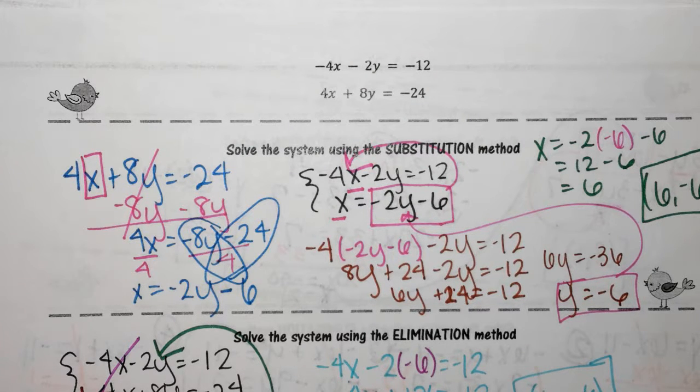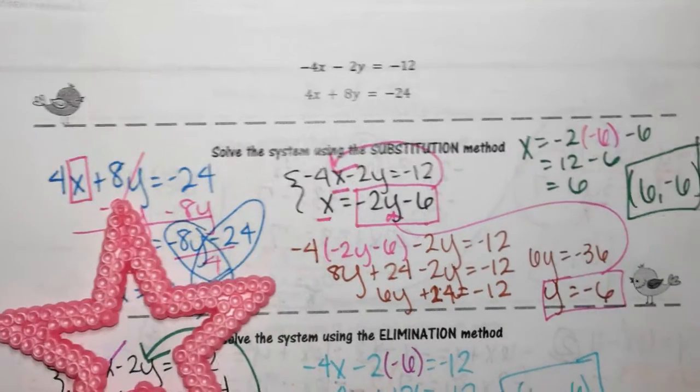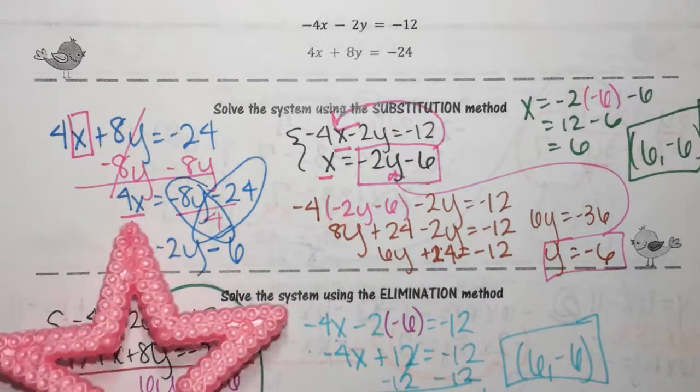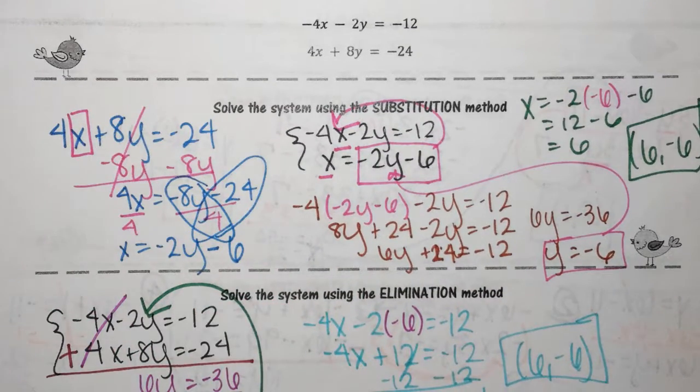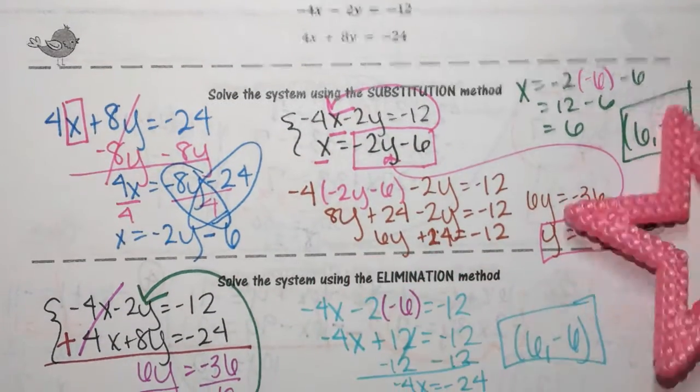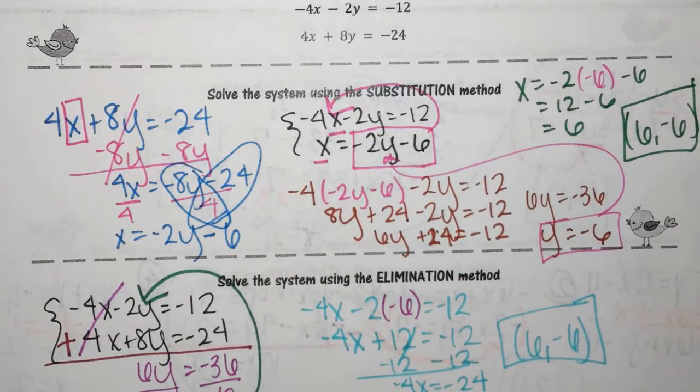On the first one, we used substitution first. I said elimination. Now, this one, to use substitution, we chose to get which variable by itself here? X. And then we took what X equaled and we plugged it in up here. Isn't that what we had to do last night for homework? No. I didn't do my homework.